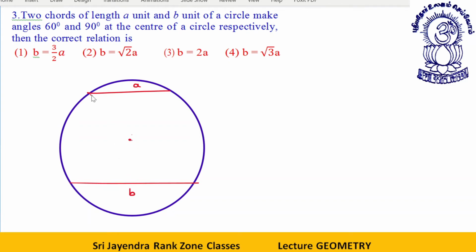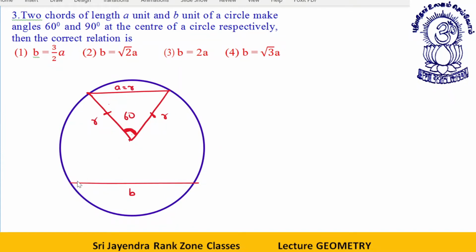What will happen, dear students? This angle is 60 degrees. These are the radii, so these will be equal, R. And this A will be equal to R. Why? Whenever in a triangle we have two sides equal and one angle 60 degrees, A will become equal to R. Getting it, dear students? This becomes an equilateral triangle. Therefore, this will also become R.